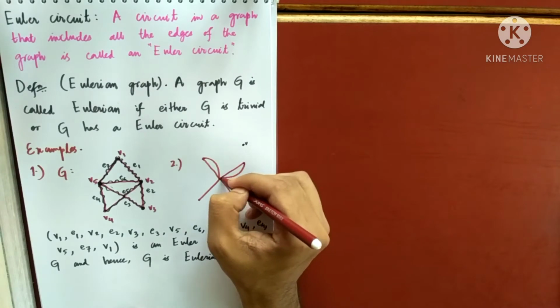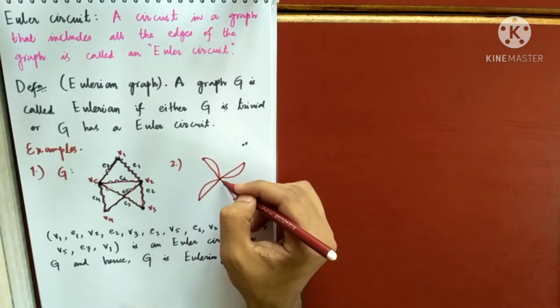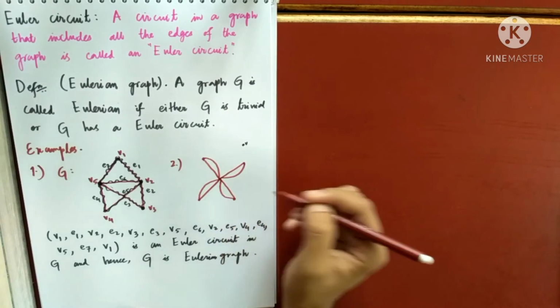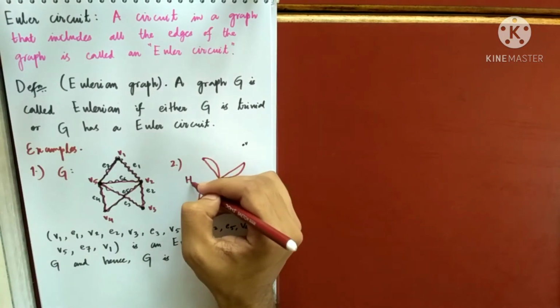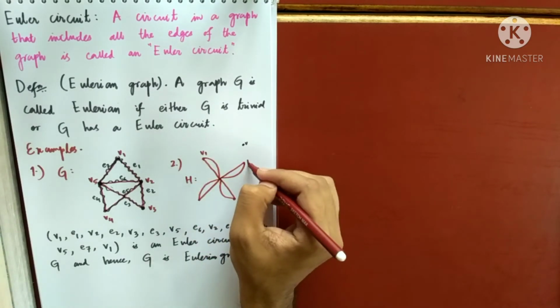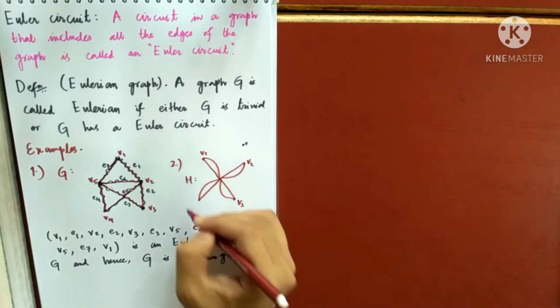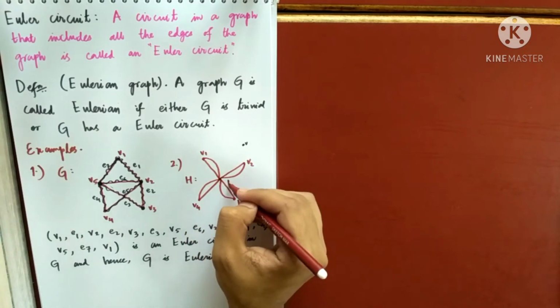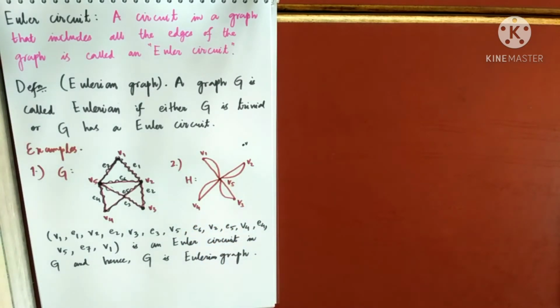This is the multigraph. That means it has parallel edges. Looks like a flower, no? So is this flower-looking graph H an Eulerian graph? What do you feel? Again, it has 5 vertices: 1, 2, 3, 4, 5.